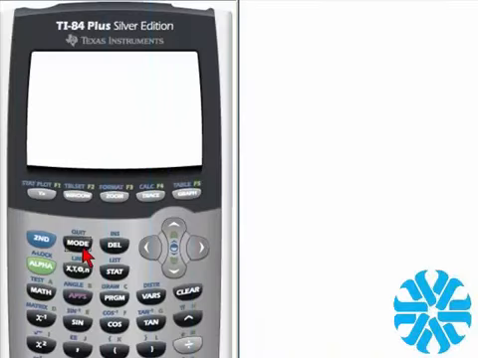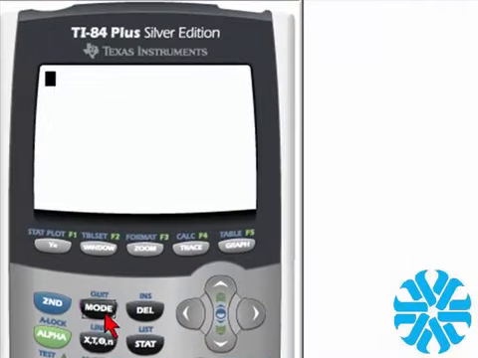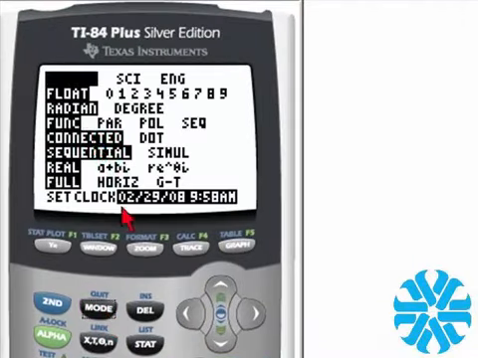Now you will see the difference between the floating decimal mode and fixed decimal mode. So let's hit our Mode key, and here it says Float for the floating decimal mode, and these are the fixed decimal modes, and you can select any one of them. So let's first keep it on the floating decimal mode, and it already is.